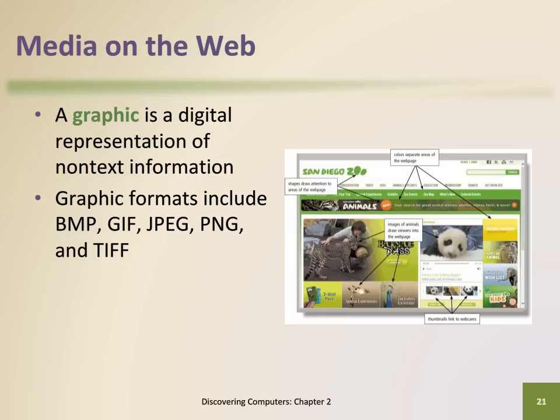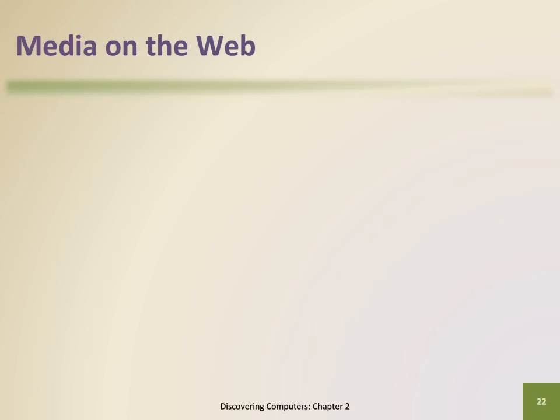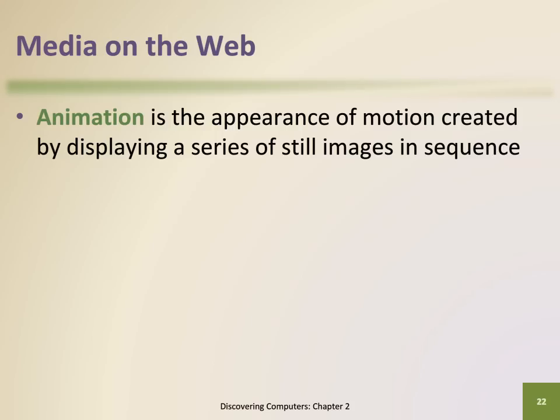Many web pages contain graphics. A graphic is a digital representation of non-text information such as a drawing, chart, or photo. Many web pages also contain animation. Animation is the appearance of motion created by displaying a series of still images in sequence.